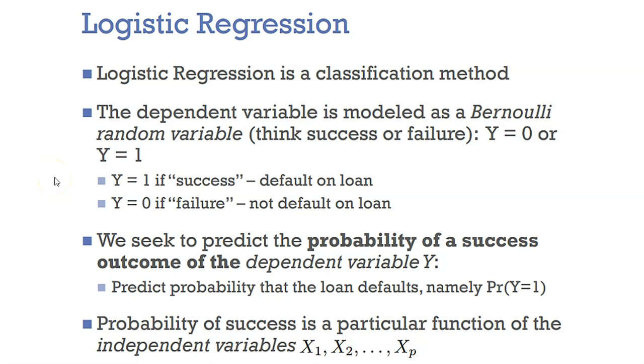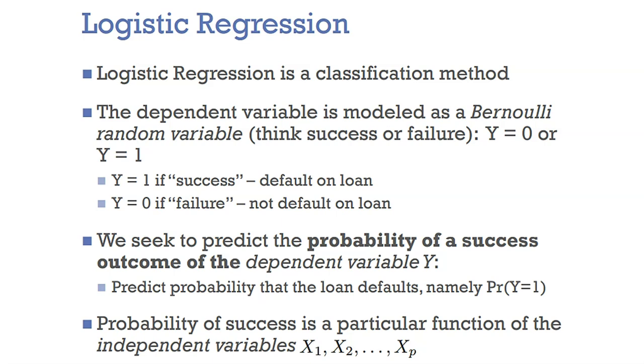So the dependent variable or response is modeled as a Bernoulli random variable, and you can think of success or failure or true or false. Y, which represents the response variable, can be 0, or it can be 1. So we can actually switch this, but let's say y equal to 1 represents success, and if y is 0, it represents failure.